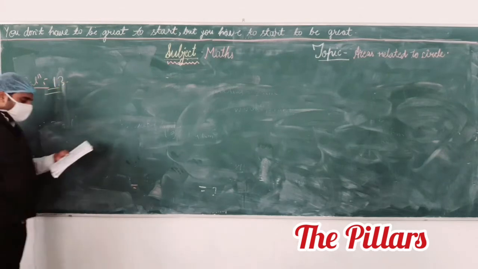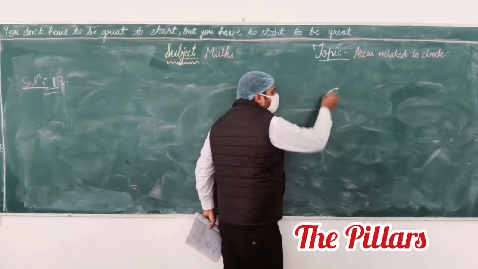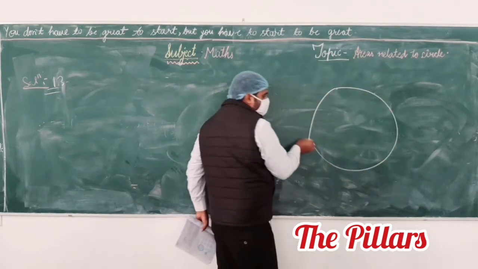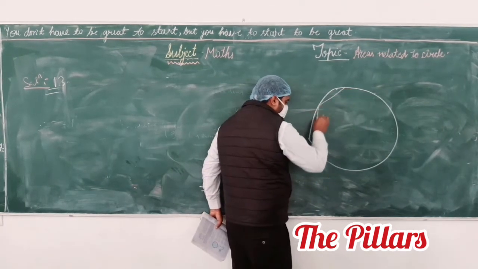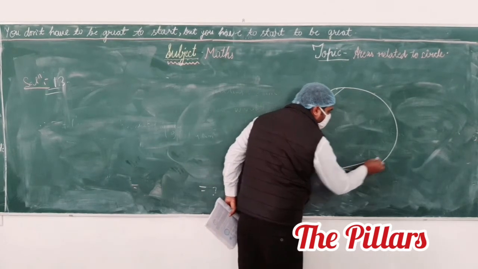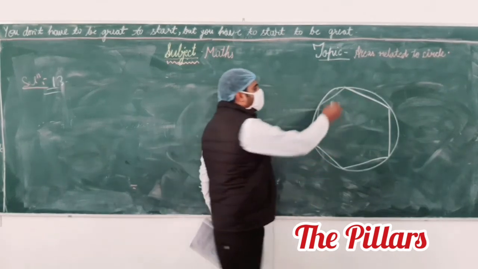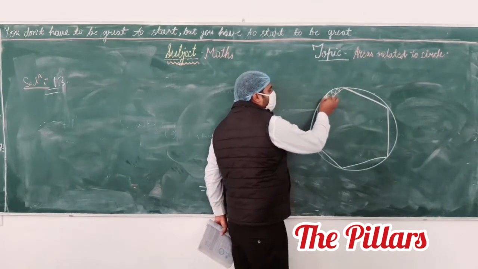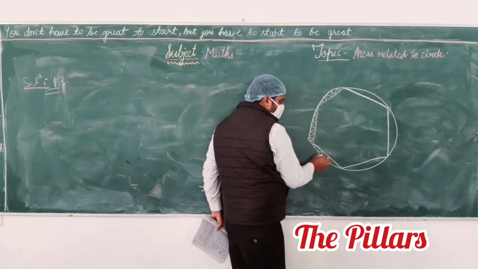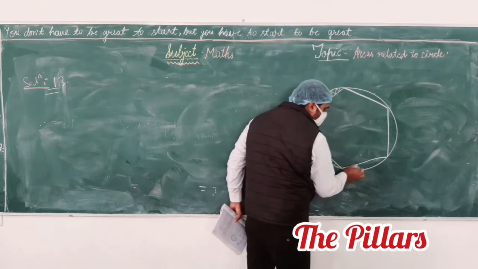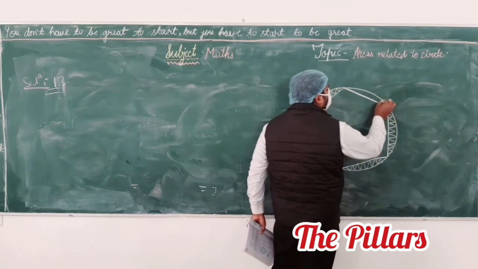Question number 13. A round table cover has 6 equal designs. Suppose this is our round table, and it has 6 designs given like that. Complete this on your copy. The question is about the segment area.